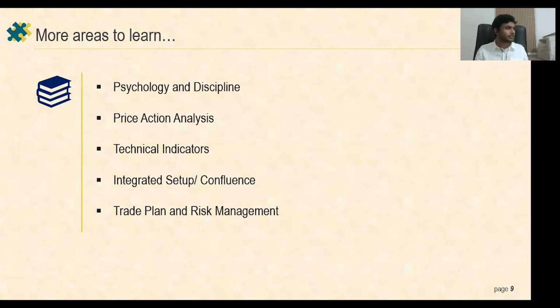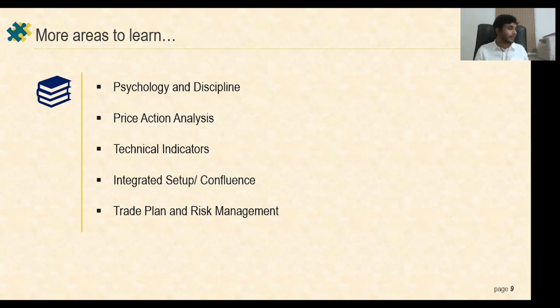So the main areas would be psychology and discipline, and price action analysis. We have just like what we spoke about right now in the support and resistance levels, where price action analysis will help you to analyze the naked price chart and see how these movements are in the market, and then based on that understand the direction of a particular stock and make your trading decisions.